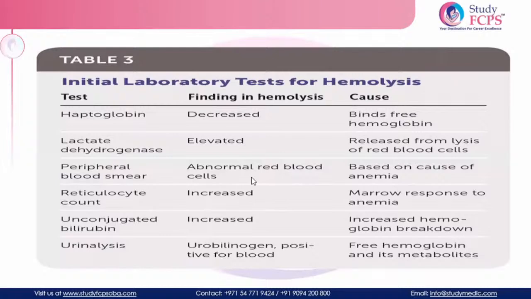So peripheral blood smear in hemolytic anemia will show abnormal red blood cells. Abnormal red blood cells can be of any type, like spherocytes, elliptocytes, sickle cells, heme bodies or fragments of the RBCs. So depending upon the cause, there are abnormal red blood cells in the peripheral blood smear of a patient. And at the end, in urine analysis, we can have urobilinogen and positivity for blood. That is, urine analysis shows free hemoglobin or its metabolites in the urine. So all these investigations we perform to confirm the diagnosis of hemolysis, and then to identify the underlying cause of the hemolysis.